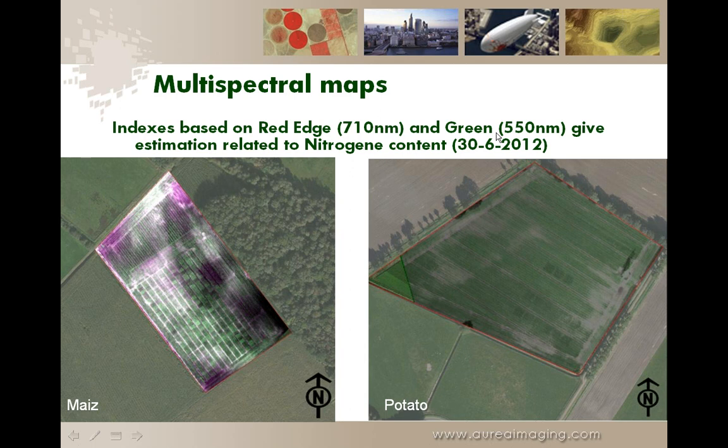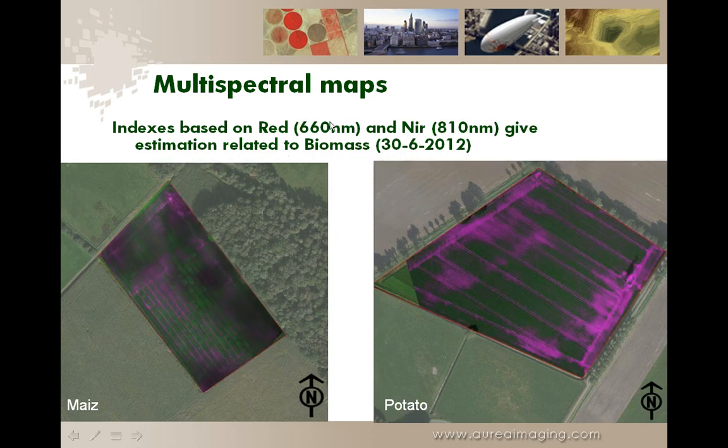Indexes you can use are TCARI, MCARI, just some examples out of many. The same flight with the camera, we also made the red imagery and the infrared, and these two give an indication of the biomass. As I've explained earlier, with these two bands we make the NDVI or other vegetation indexes that give us an indication of the biomass. All use these two bands.